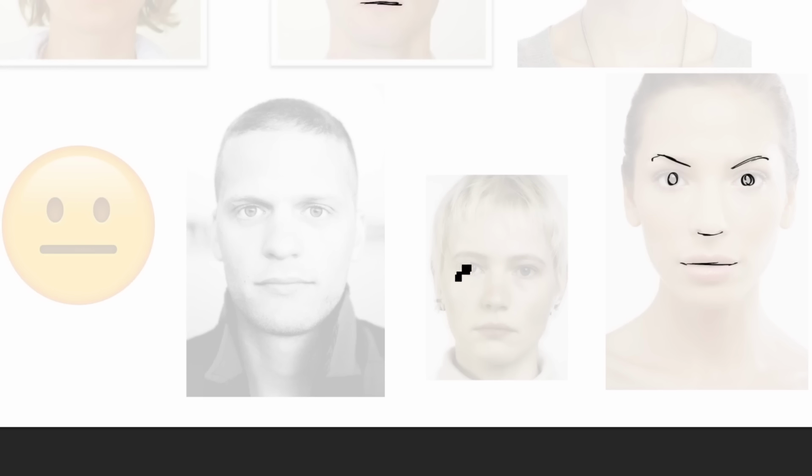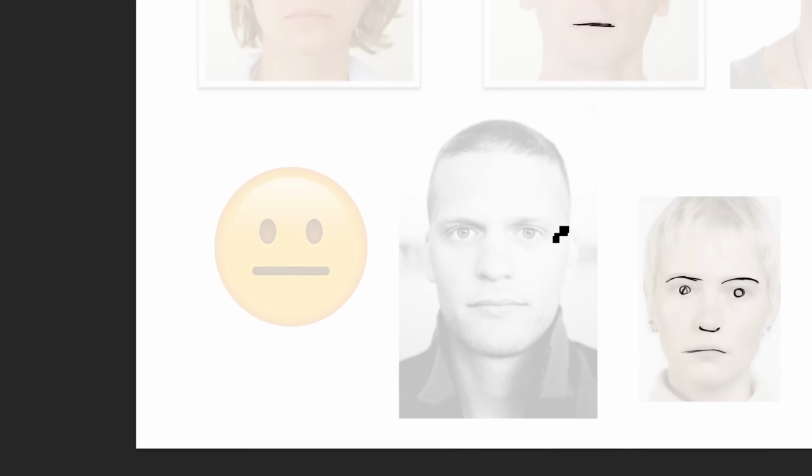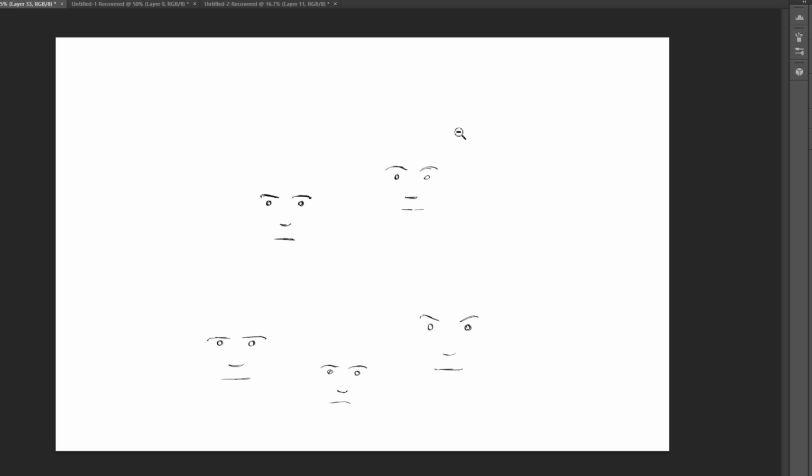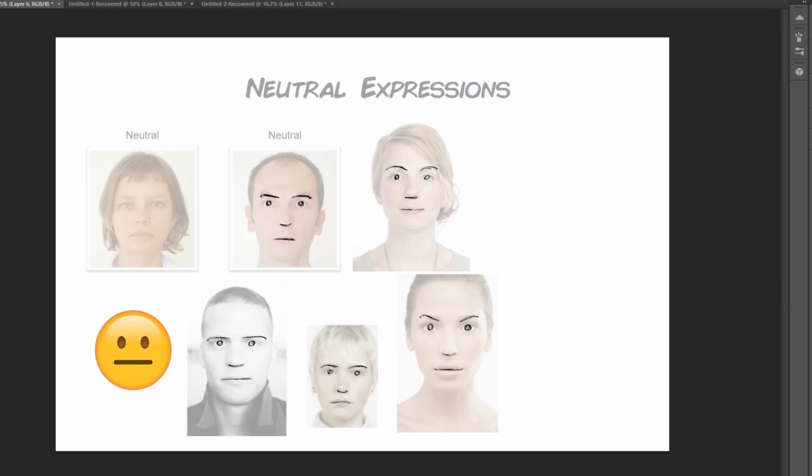Whereas some people have more gentle eyebrows, so it's a bit more straight. Same with this guy. I think this guy has the most neutral expression out of all of these pictures that I found. Again, really blank. You'll notice that all of these sort of have the same neutral expression as our emoji right here.